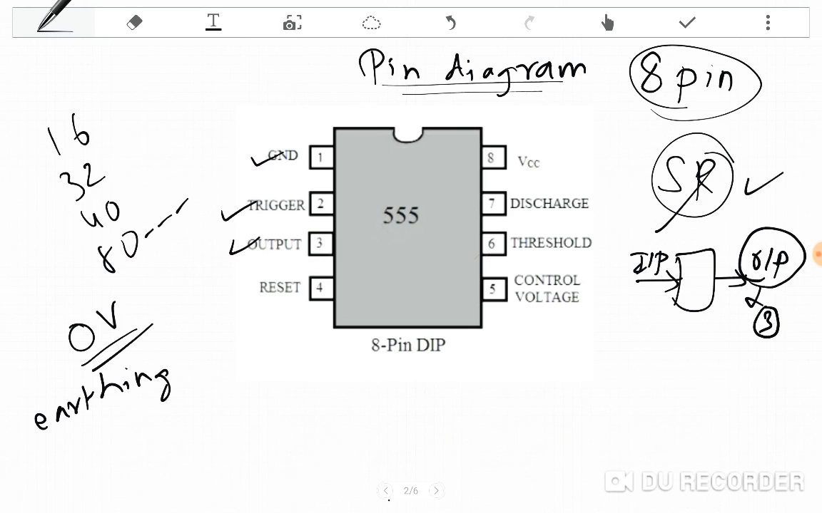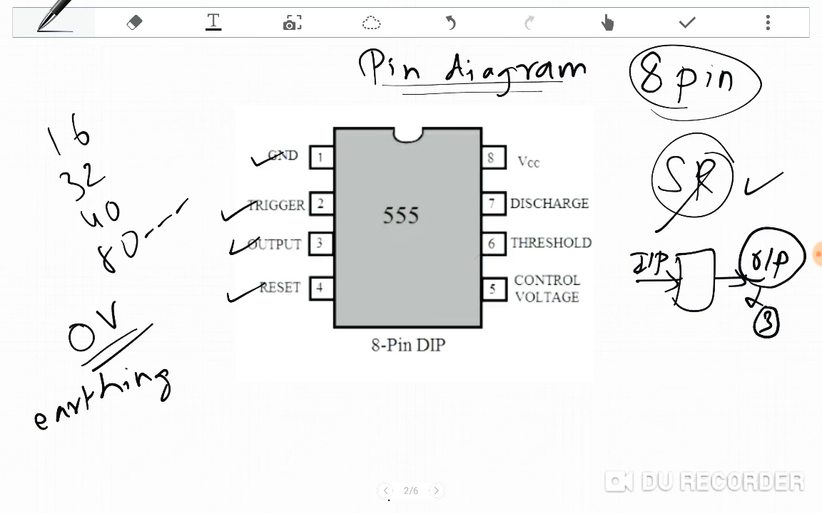The fourth pin is the reset pin. Any negative pulse on this reset pin will basically disable or reset the timer. You might not understand what I'm trying to tell you now, but it will be crystal clear in the next slide, which I'm going to explain in the next 2 minutes.